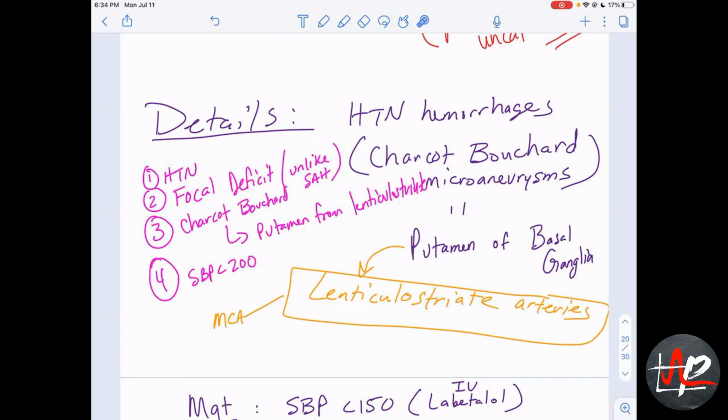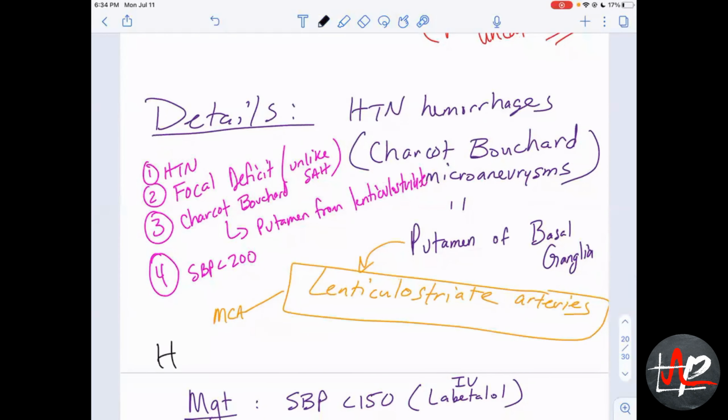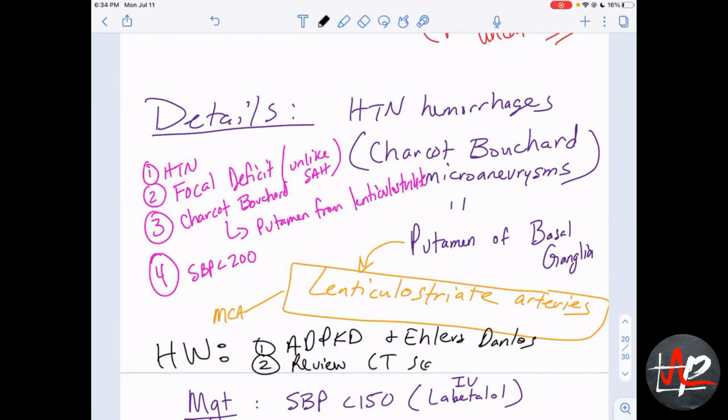So you have two things of homework to do as soon as we get off of this Zoom session. Number one is review autosomal dominant polycystic kidney disease and Ehlers-Danlos. And then number two, I want you to review CT scan for subarachnoid hemorrhage and intraparenchymal.